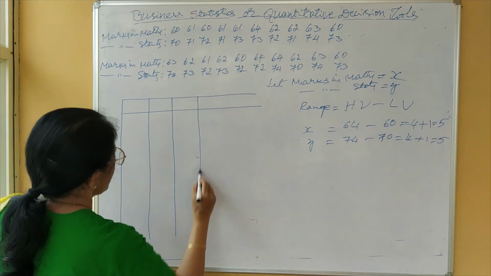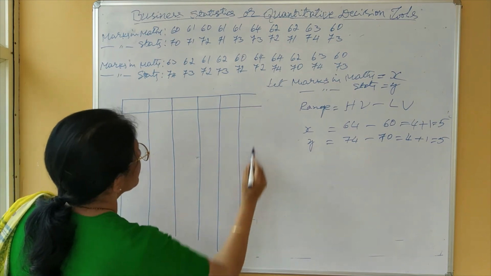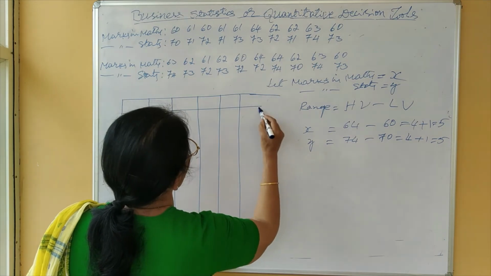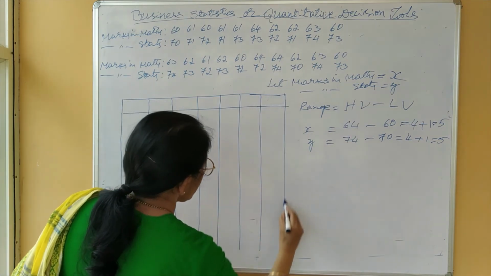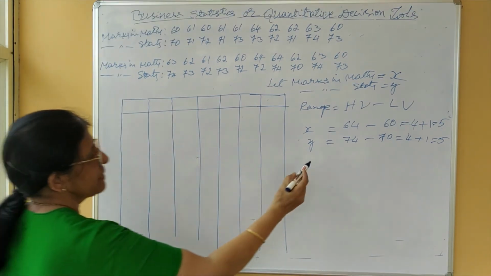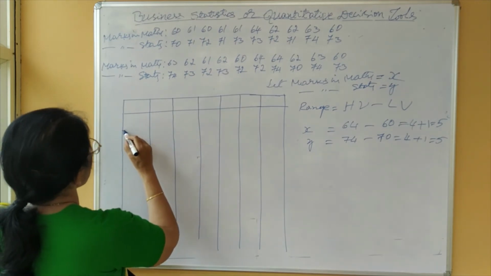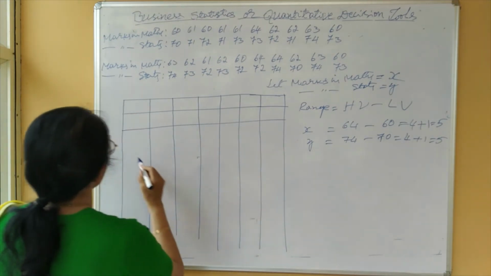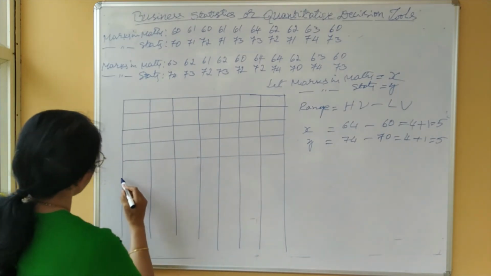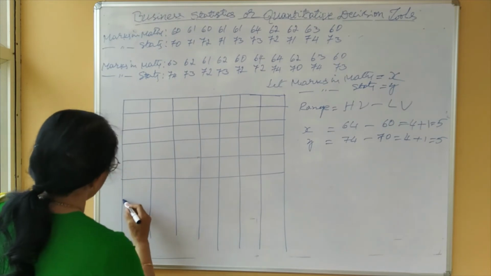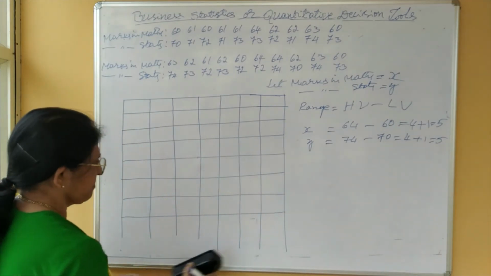2, 3, 4, 5, 6, 7. Okay. Here also, even in case of y, 5 plus 2, take the same number, 7 rows. 2, 3, 4, 5, 6, 7.